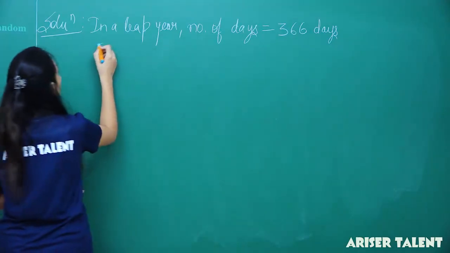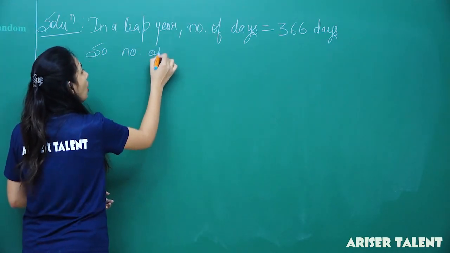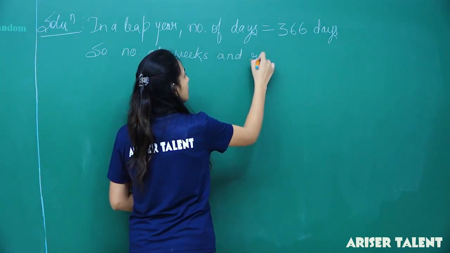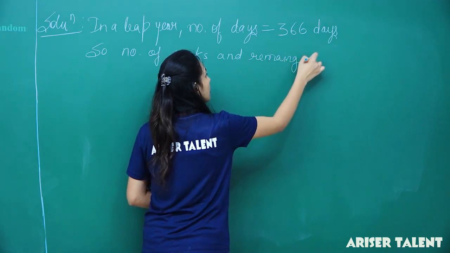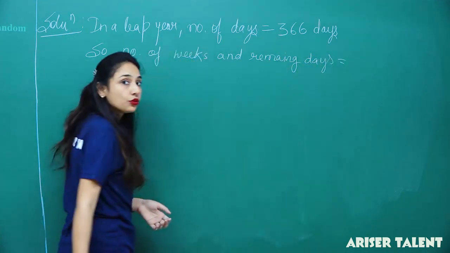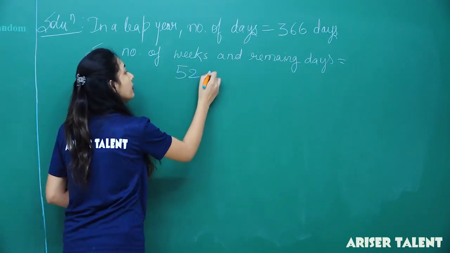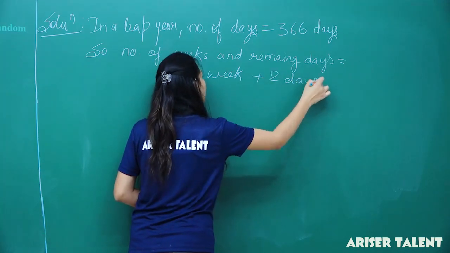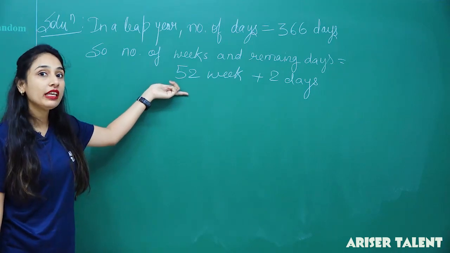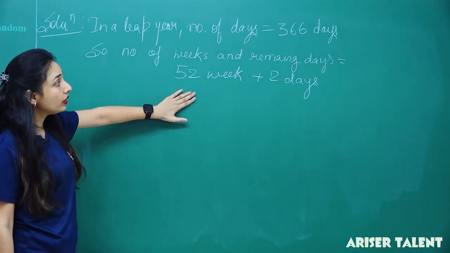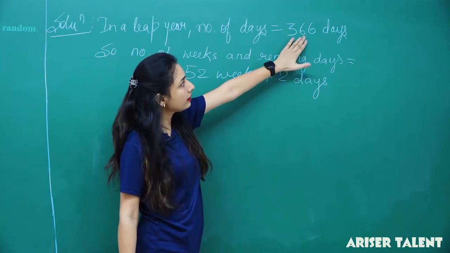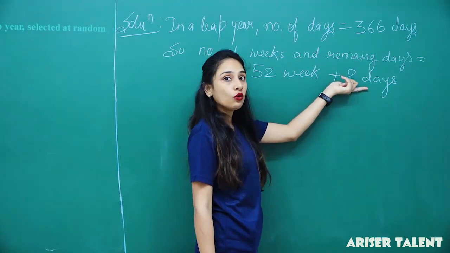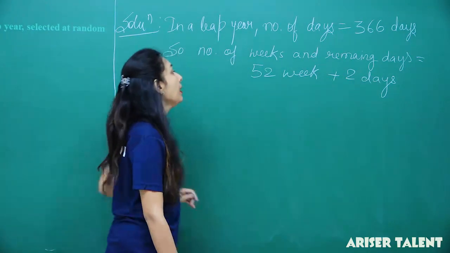So, number of weeks and remaining days equal to 52 weeks plus 2 days. Now you won't be questioning me about how that 52 weeks came, because we have discussed that. We just divided 366 by 7, we got 52, and remainder 2 was the number of days. So these 2 days.